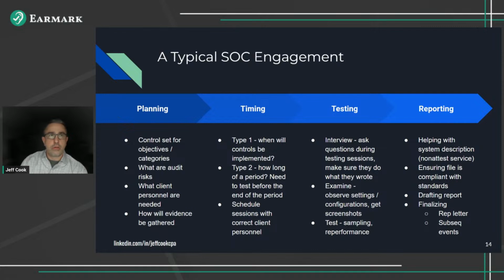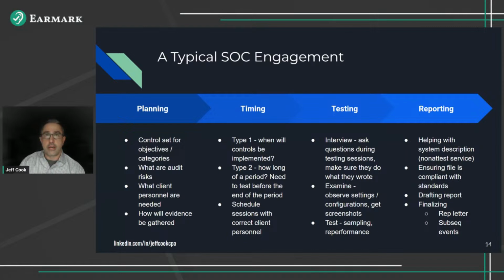So typical SOC engagement, what does it look like? Really, we're looking at planning the engagement. How do we time it, test it, and report it? So in planning, we're going to say, okay, what controls do we have, categories for either the objectives that are in scope for SOC 1 or the categories of SOC 2. So what's our control set? How many controls are we dealing with? Are we dealing with 100 controls, 300 controls? How many are we talking about here?